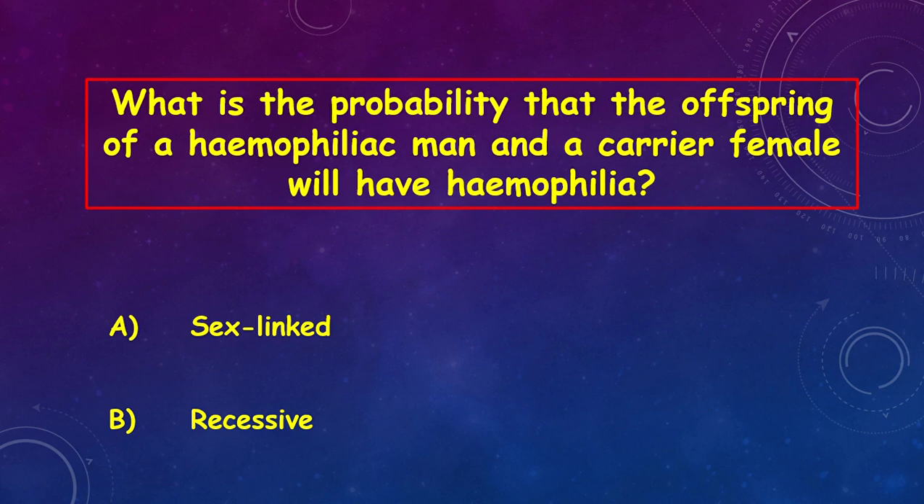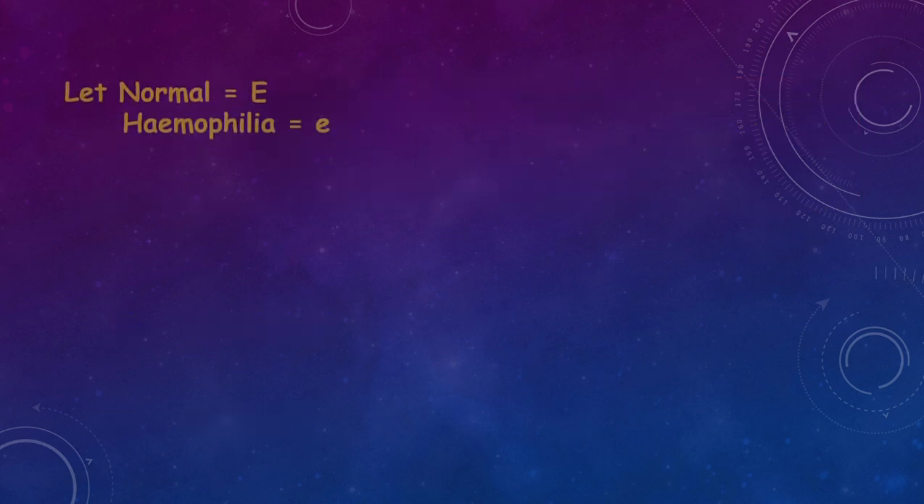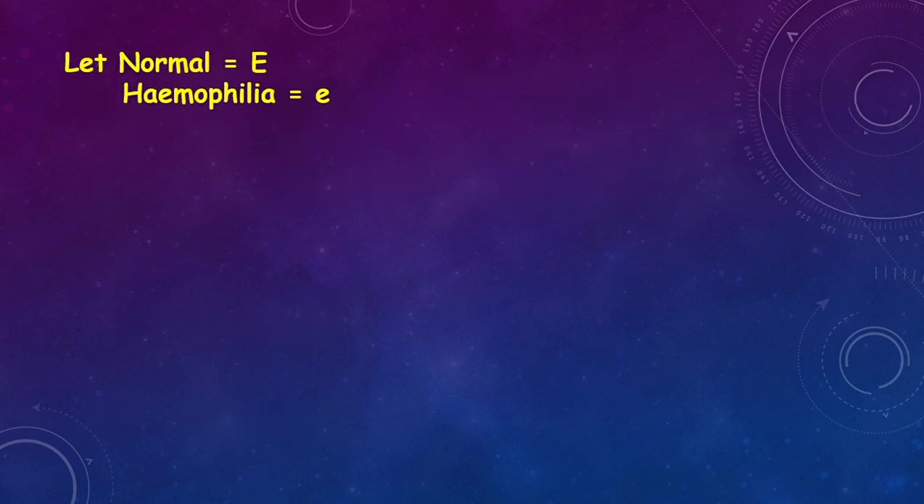Okay, question C: have they assigned letters, or must I use anything? The answer is no, so I have to give my own letters. In my example, I have said let the normal gene be represented by capital E, and haemophilia by little e. Again, it doesn't matter what letters you've used, as long as you can tell the difference between the capital and the lowercase, and make sure that it's the same letter. It has to be the same letter.